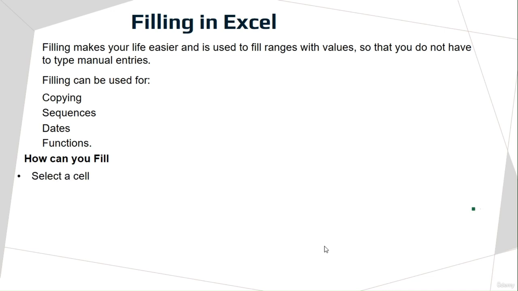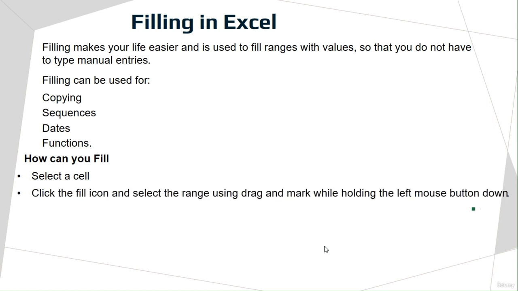First, start by selecting a cell. Click on the fill icon and select the range using the drag and mark. You should also be familiar with drag and mark. If you don't know what drag and mark is, refer to the previous lesson, Excel ranges, to understand what drag and mark is. Now select the ranges using drag and mark while holding the left mouse button down.